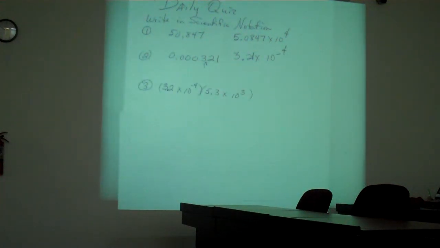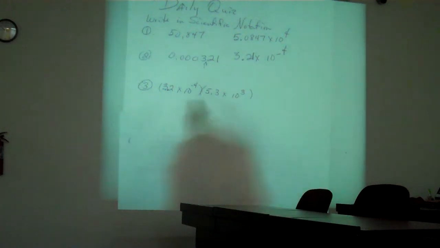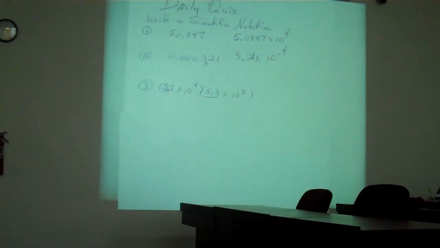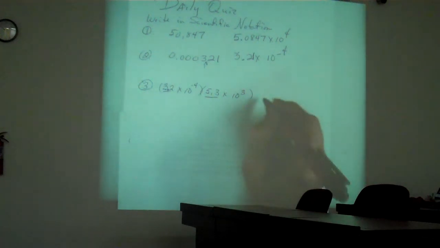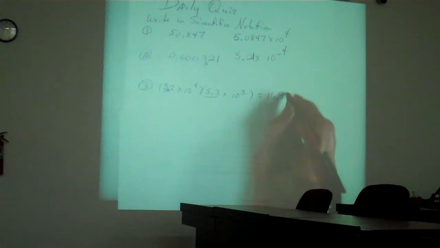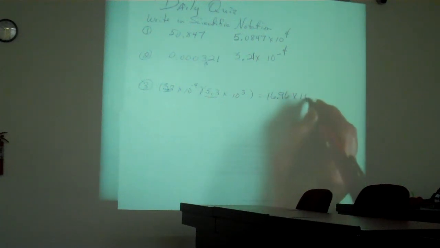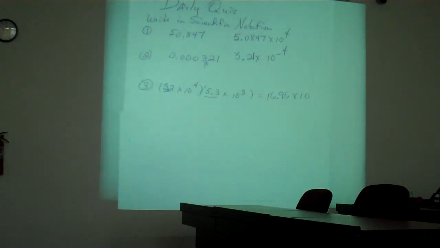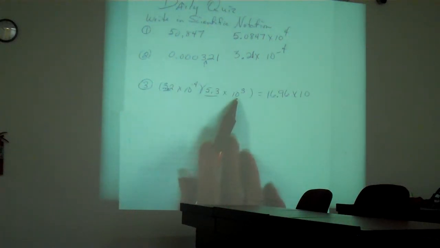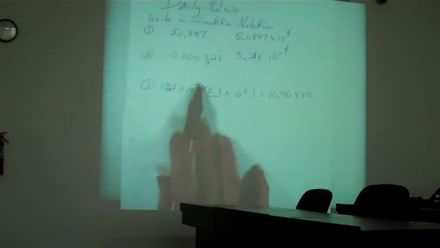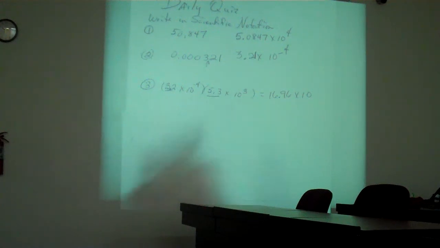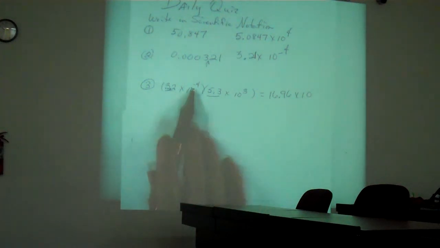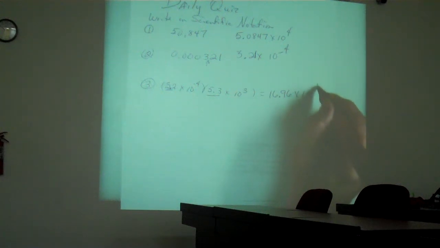Okay, 3.2 times 10 to the negative 4 times 5.3 times 10 to the negative 3. First you're going to multiply the numbers. 3.2 times 5.3, 16.96. Times 10 to the, what you're going to do is add, right? Because these are multiplied, so you're going to add the exponents. Negative 4 and positive 3 is negative 1.